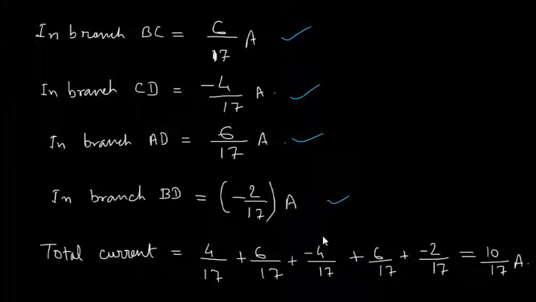Total current is equal to 4 upon 17 plus 6 upon 17 plus minus 4 upon 17 plus minus 6 upon 17 plus 6 upon 17 plus minus 2 upon 17. Answer is 10 upon 17 ampere.